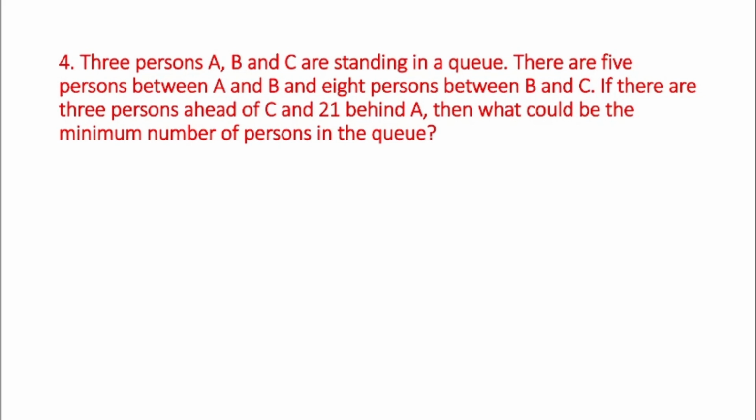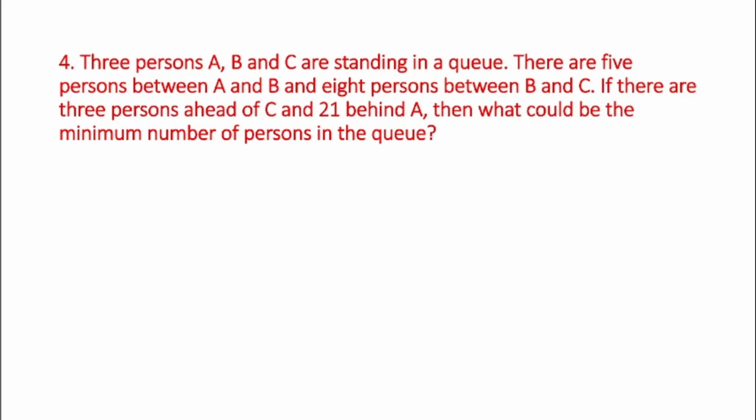This is a bit complex one compared to the previous ones we have done, but it's doable, right? Anything can be solved. Let's see the question. Three persons A, B, and C are standing in a queue. There are five persons between A and B and eight persons between B and C. If there are three persons ahead of C and 21 behind A, then what could be the minimum number of persons in the queue?